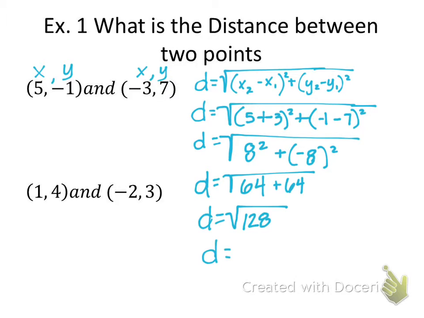And the distance is going to be what? 8 times the square root of 2. Very good. 8 times the square root of 2. And that is the distance between the ordered pair 5, negative 1 and negative 3, 7. All right, now let's do the next problem.